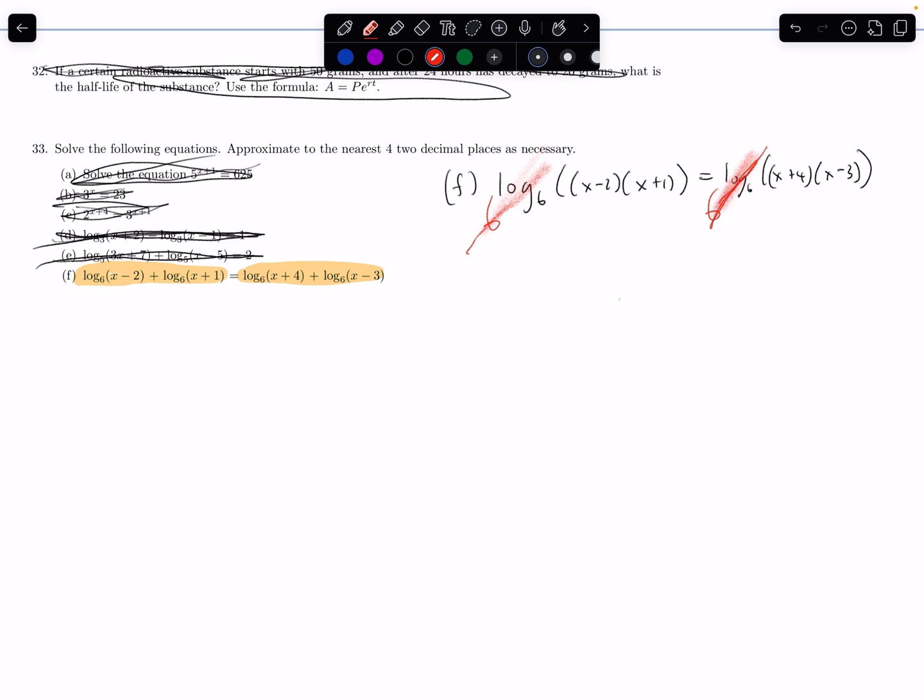Well, I kind of like that. For once in my life, I like this shading thing here.